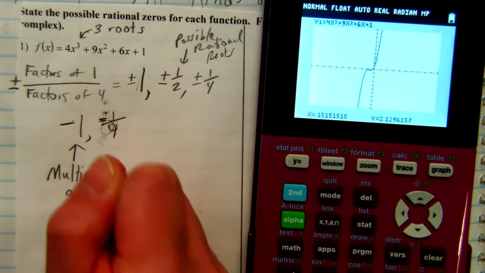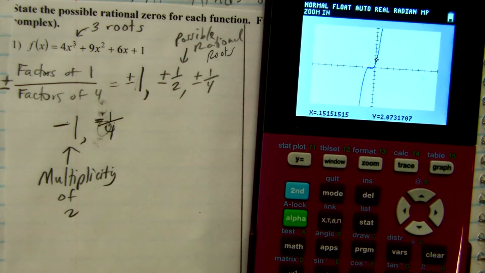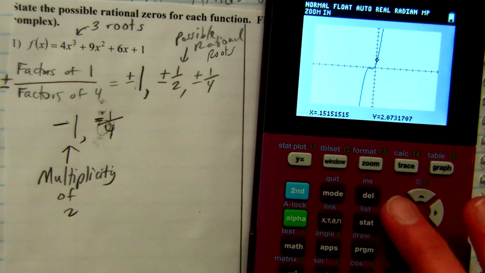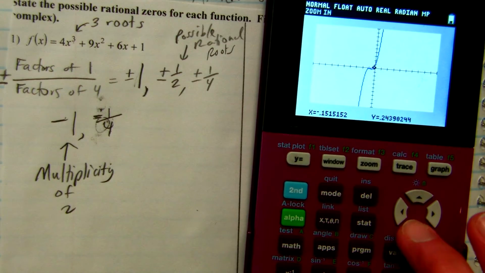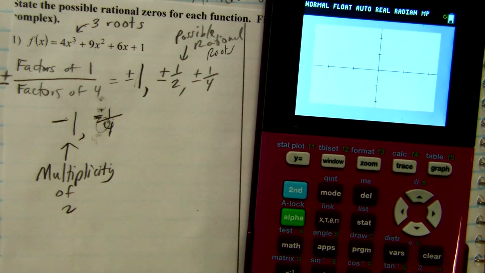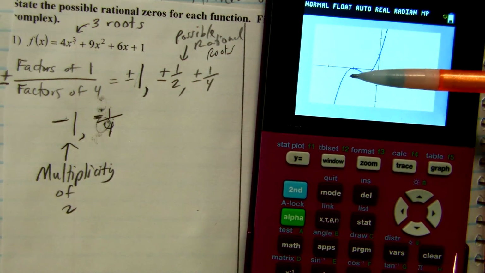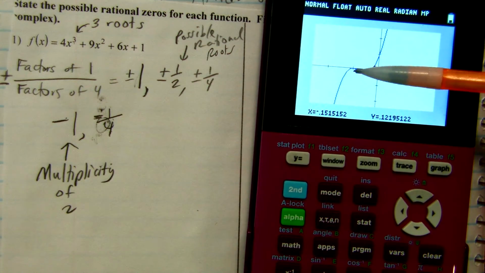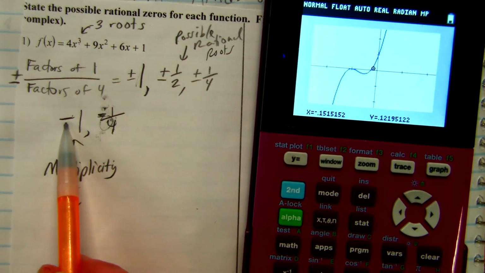Multiplicity of 2. And you can see it better if we zoom in, so I'm going to do that really quick. If you're zooming, you can use your arrow keys to figure out where you want the center of your graph to be. I'm just going to put it right there. And you can see it just touches the x-axis, it doesn't cross. That's when you know you have a double root. So the -1 counts as 2 roots.